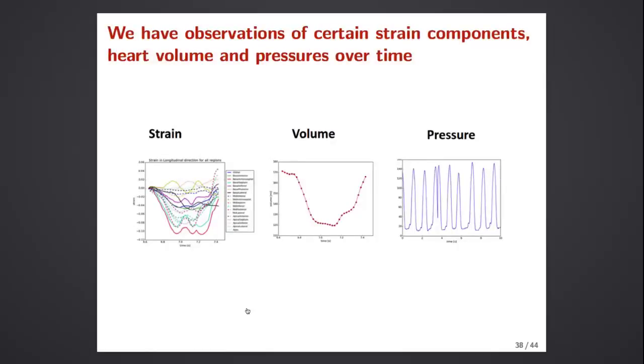What we get is data for the strain measurements, for certain components of the strain, in a coordinate system given by the ultrasound device, corresponding to the 17 regions of the heart. We get volumes of the heart, and we get pressure measurements, not from the images, but from additional pressure measurements. On these axes you have strain, volume, and pressure on the y-axis, and time on the x-axis. This is essentially one heart cycle, this is 10 heart cycles. And we get much more rapidly sampled pressure data.